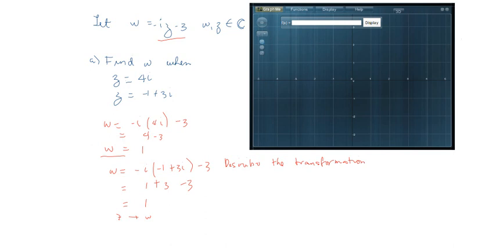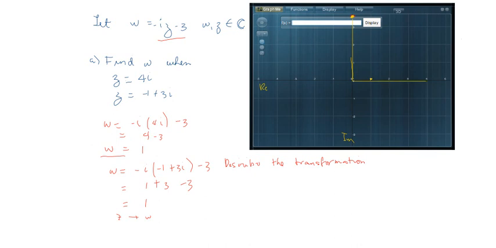Okay, so let's start with z equals 4i. Where is it? 1, 2, 3. Let's say it's here. So that's 4i. This is an Argand diagram where this is real and this is imaginary. So we have here 4i. It has been transformed into 1 here. So you can see that from 4i, it has moved to the horizontal axis in this direction.